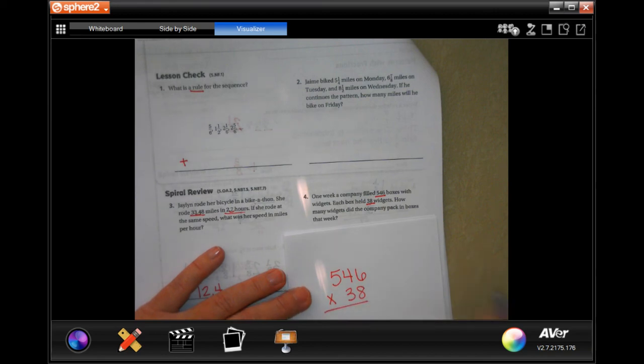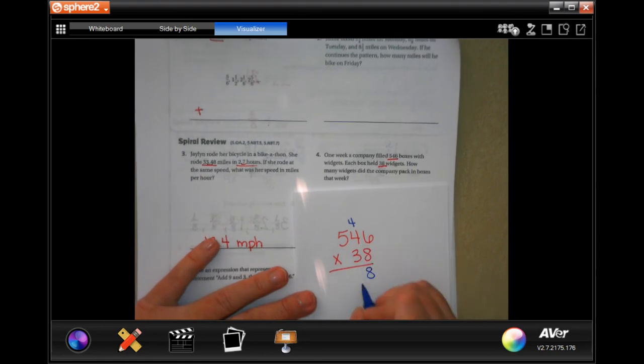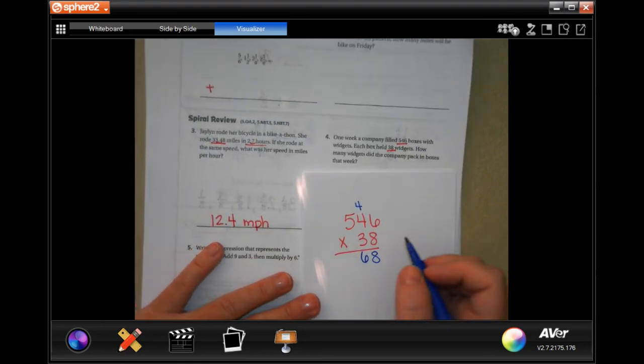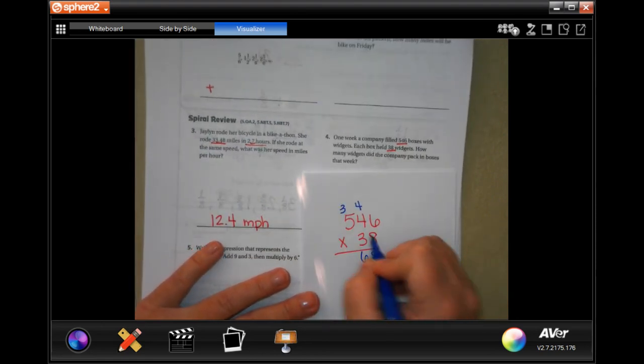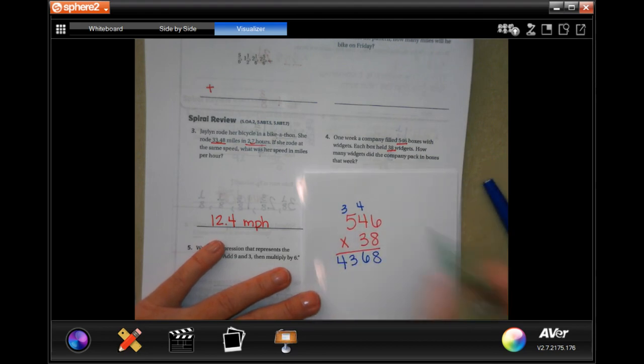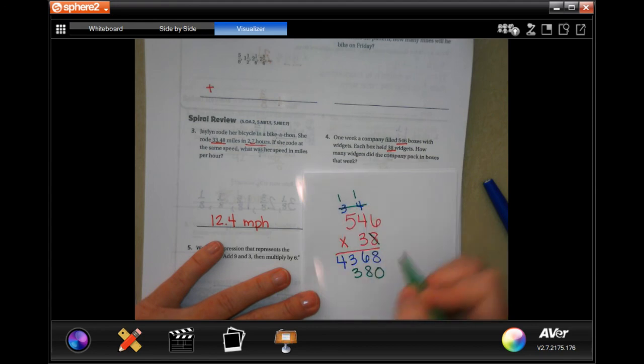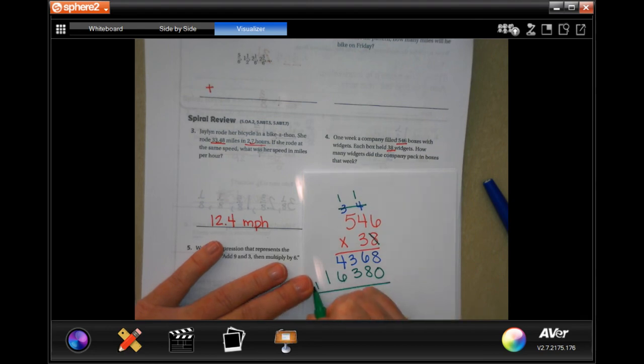Let's do some math. 8 times 6, 48. Carry our 4. 8 times 4 is 32. Plus 4 is 36. Sorry, guys, I didn't realize you couldn't see. Carry our 3. 8 times 5 is 40. Plus 3 is 43. Okay, and now we're going to tick, tack, toe. 3 times 6 is 18. Carry the 1. 3 times 4 is 12. Plus 1 is 13. Carry the 1. 3 times 5 is 15. Plus 1, 16. Add them up.